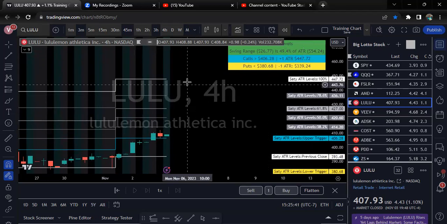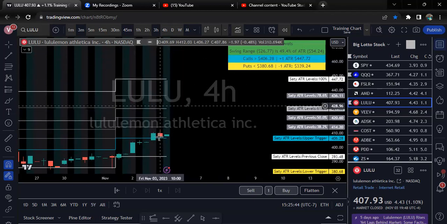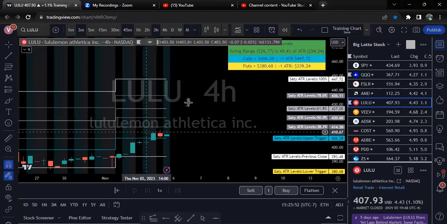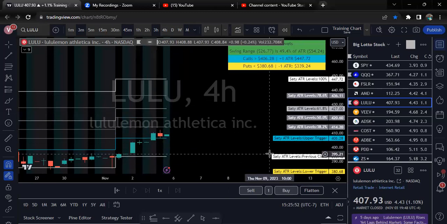So you're not changing anything. Don't even change the settings. Just leave it the way it is. You're looking at from this close. Because if you change to another close, it will keep changing. The levels will keep changing. Just leave it the way it is.